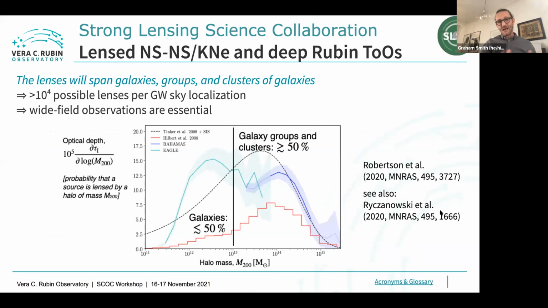Very important point is that the lenses will span the full range from massive isolated early type galaxies all the way through to clusters. What this means in practice is that there will be thousands and thousands of candidate lenses within the gravity-wave sky localization of a candidate lensed binary neutron star, which I think just further goes to underline the need for the wide field observations as opposed to targeted observations of possible lenses. Next slide, please.